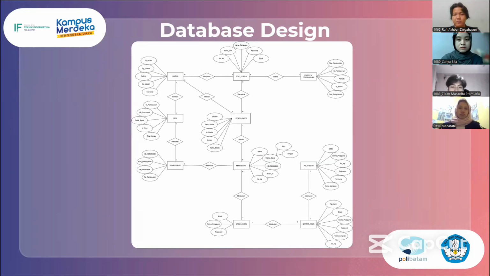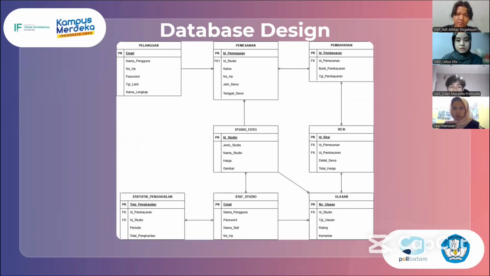For database design, we created an entity relationship diagram or ERD. In this ERD, we have 10 entities, that is customer, studio staff, account registration, account login, orders, photo studio, payment, receipts, reviews, and income statistics. And this ERD is not final yet because there is a possibility that we will make revisions along with implementing the backend in the future. We also create a relational schema. This schema shows how the 10 entities are connected to the tables and keys.